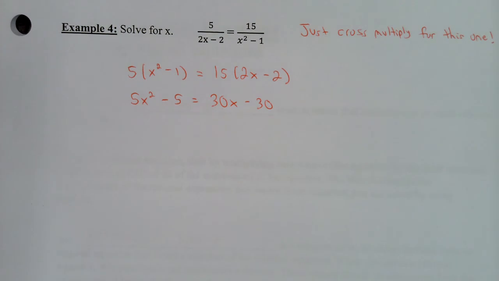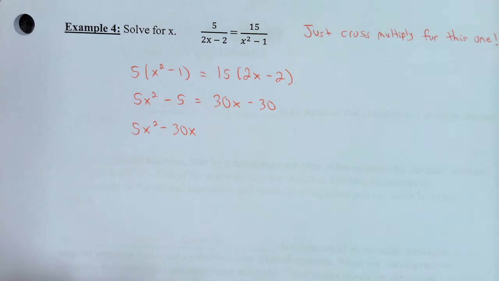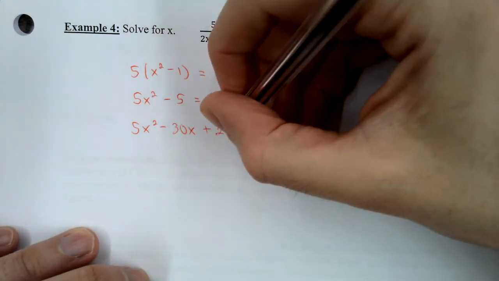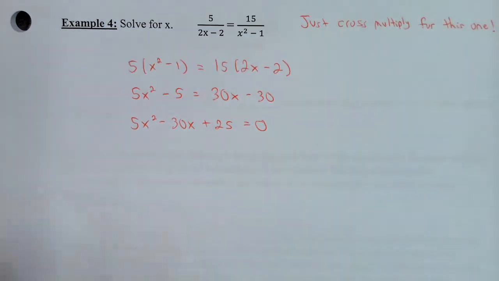Okay, let's get this equal to 0. So I'll subtract the 30x: 5x squared minus 30x. I'll add the 30, so I'll get plus 25. Now again, there's more than one way to solve these.